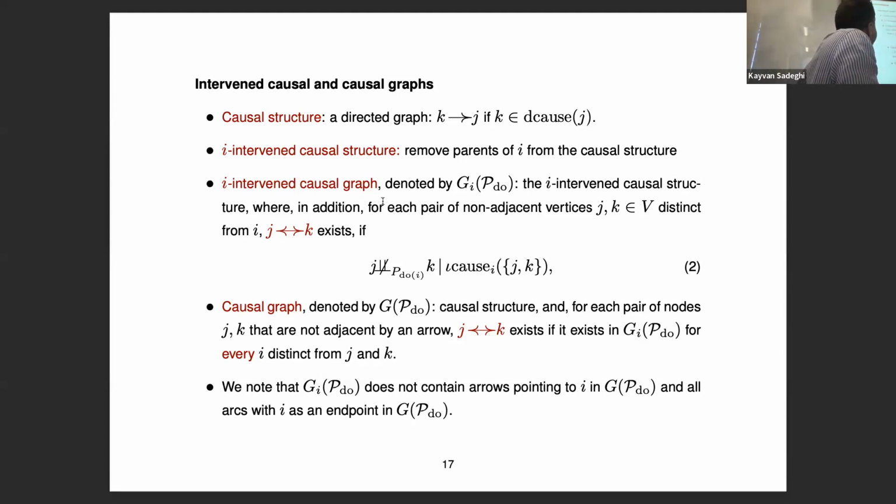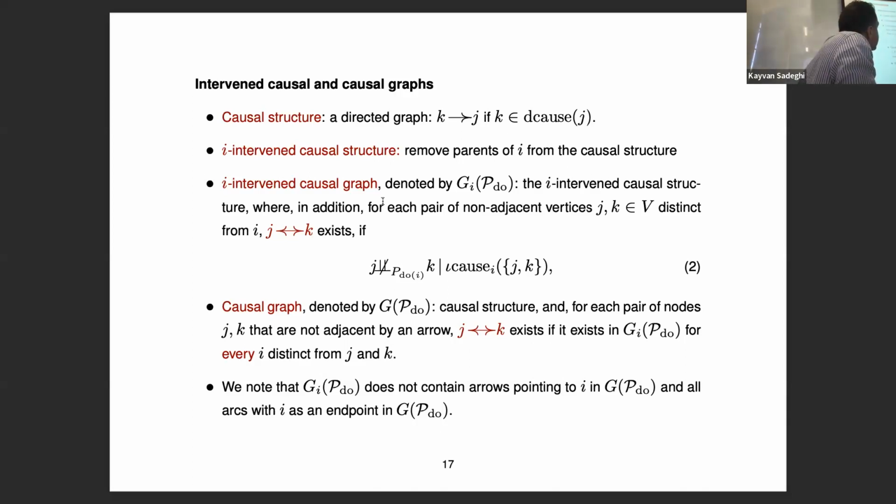Okay, so I define first the I-intervened causal graph. So I make the I-intervened causal structure. And again, you can guess what this is. It's like the SCM one. So I remove the parents of I from this causal structure, right? I cut the parents of I, and I call that the I-intervened causal structure. Then I want to put these arcs in the graph. So I do that using this definition. So I look at P do I, check whether J and K are dependent given the causes of J and K in the intervened causes of I. So when you have do I, you use I cause I. That's the idea, right? Do I is always associated with this I cause I.